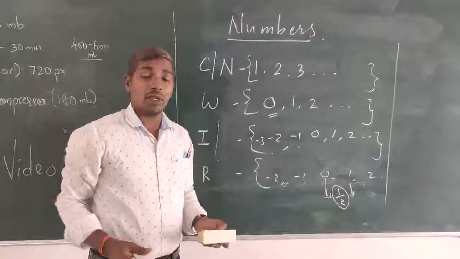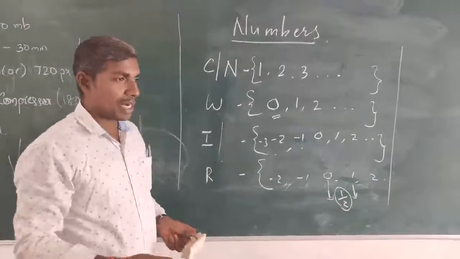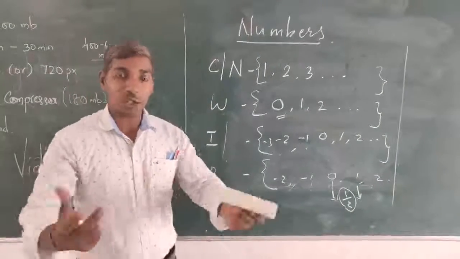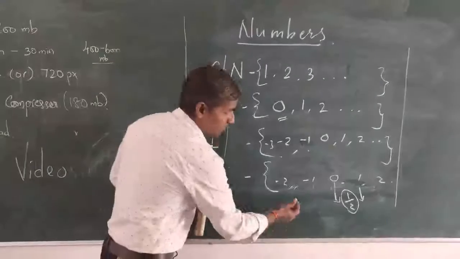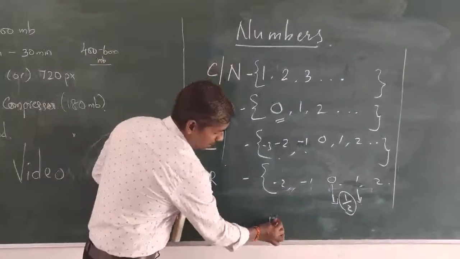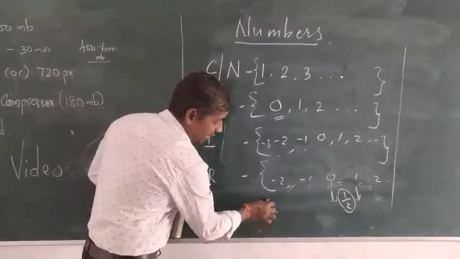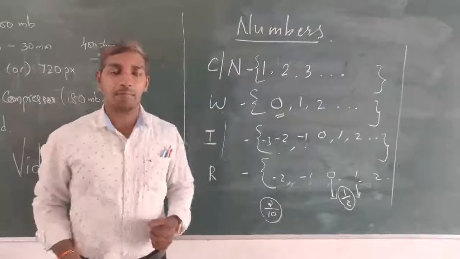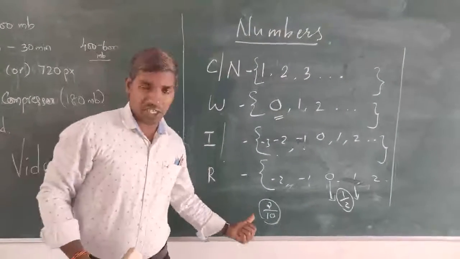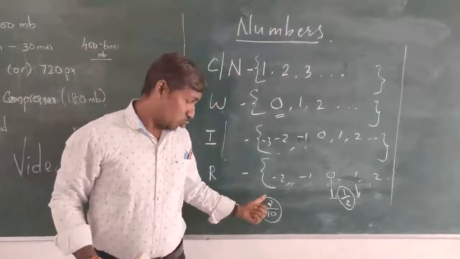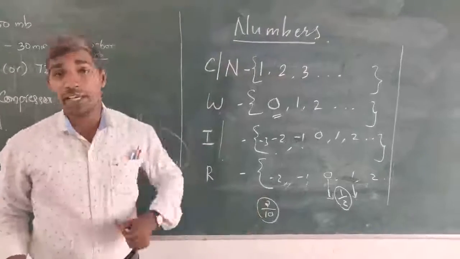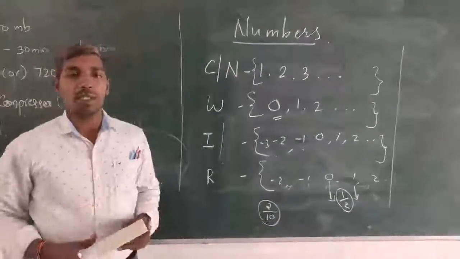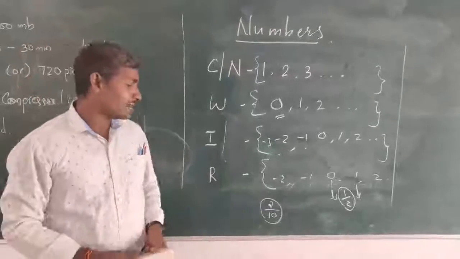So the numbers, what are the numbers? For example, I have 10 chocolates. Out of 10 chocolates, 2 I have eaten. 2 I have taken. To represent how many I have taken, I can use the fraction. This is a fraction method: 2/10. Out of 10, I have taken 2. You can write it like this.